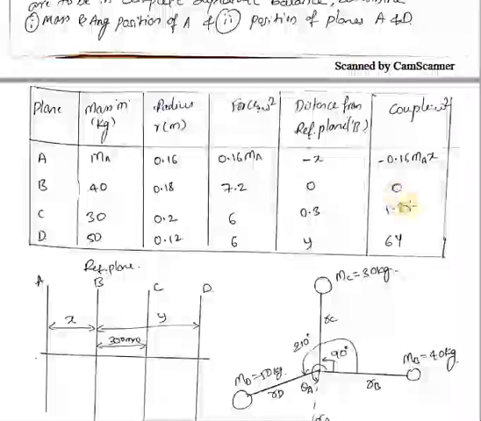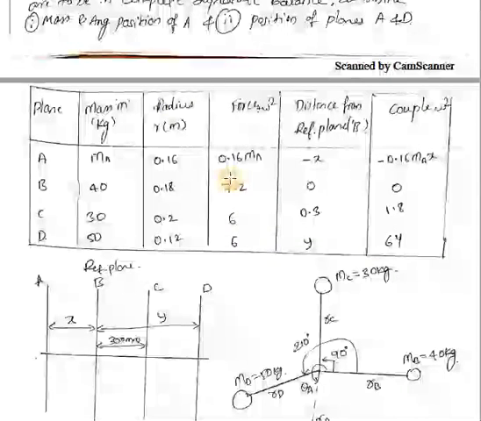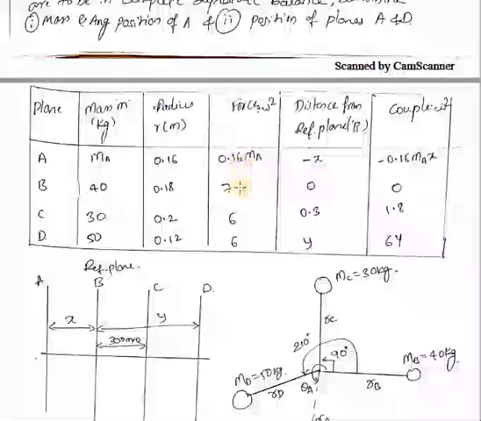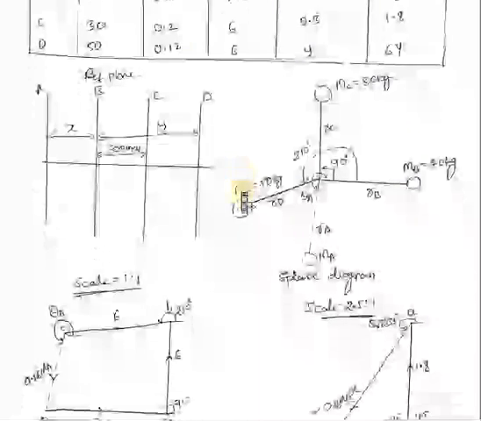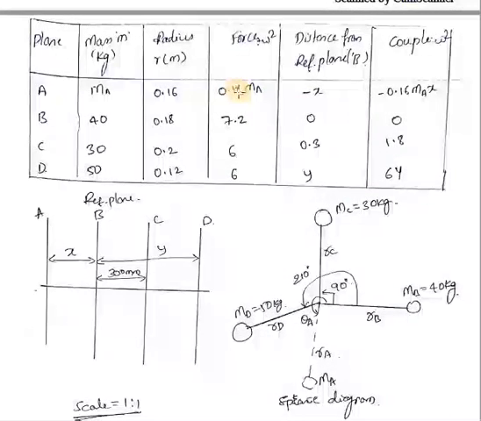So instead of drawing the couple polygon first, we will draw the force polygon first. Because in previous problems, we used to draw the couple first, then the force. But here, first we will try to draw this force polygon. So the first term, that is 0.16 MA, is unknown, so skip that.